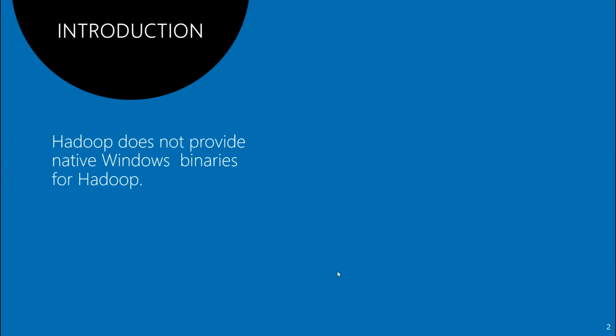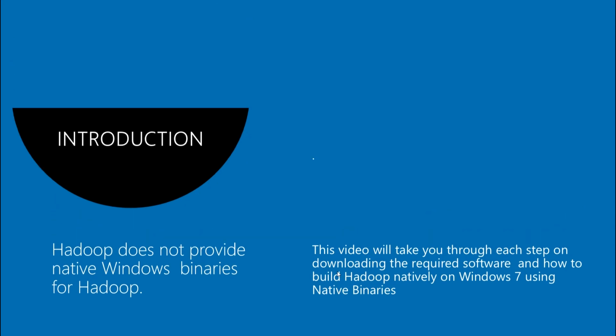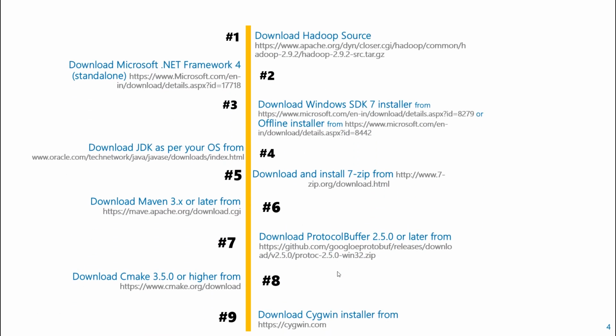So the steps we are going to look at here are tested on Windows 7 and 2008 Server R2. So let's get into the required software. There are in total 9 various software that are required to be downloaded and kept on your Windows 7 or 2008 Server R2. The first one is the Hadoop source.